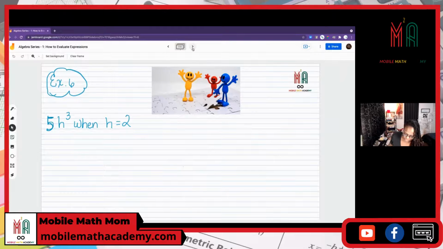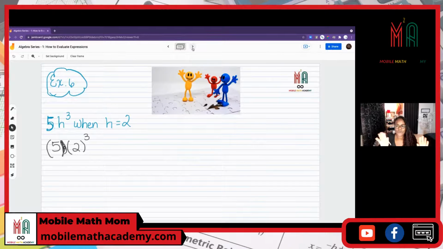So I have 5 times. Now, what is h? Let me put a parenthesis around this. All right. h is 2. So I'm going to put 2 cubed, right? Now, I know what you want to do. You want to multiply 5 times 2 and then cube it, right? Because you're used to going from left to right.